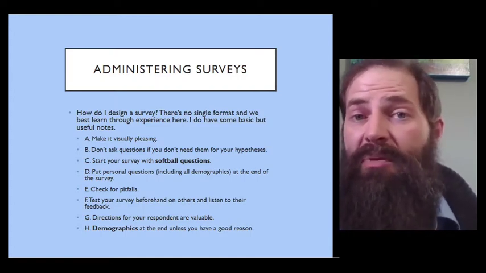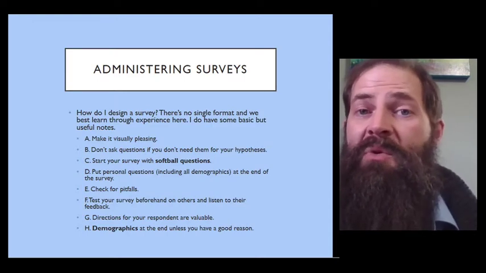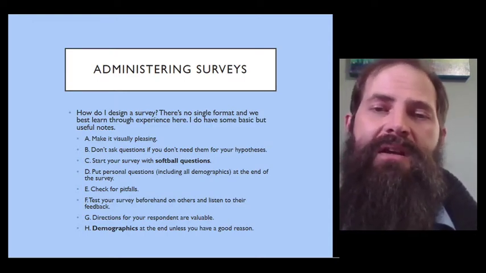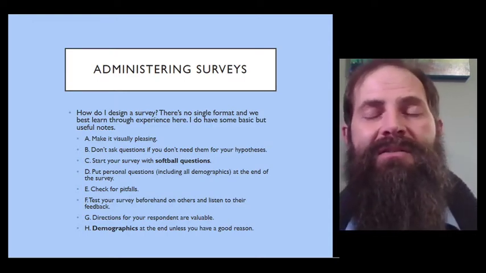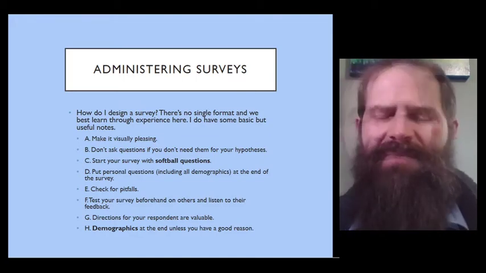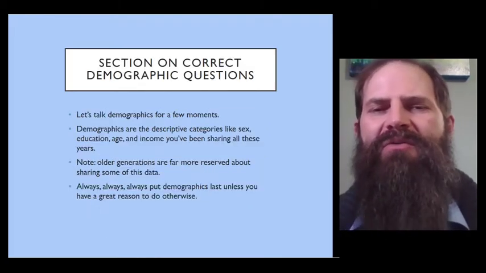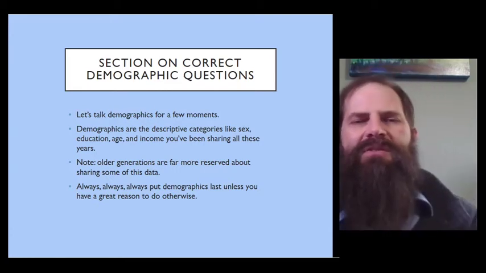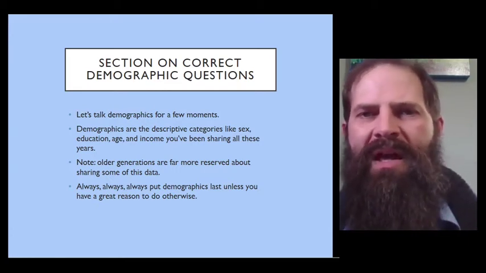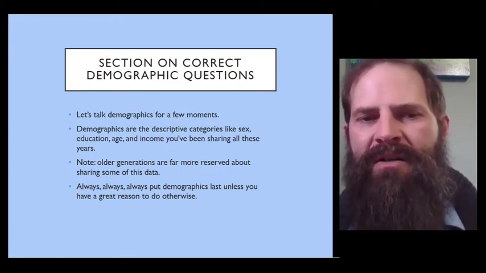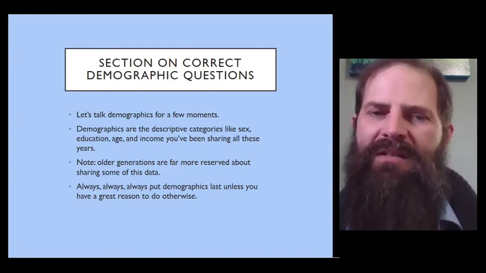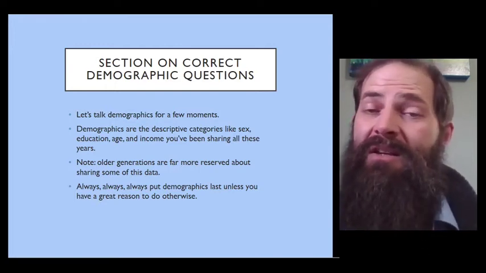If there's a skip logic element where we need them to skip a question, we want to give them really clear directions. In fact, I often will bold print directions so that it's easier to see them. In fact, let's start to transfer over into thinking about demographics. Demographics are some of the most important questions that we ask because they give us a sense of who we're talking to. These include things like sex, education, age, income. They can include gender as well.